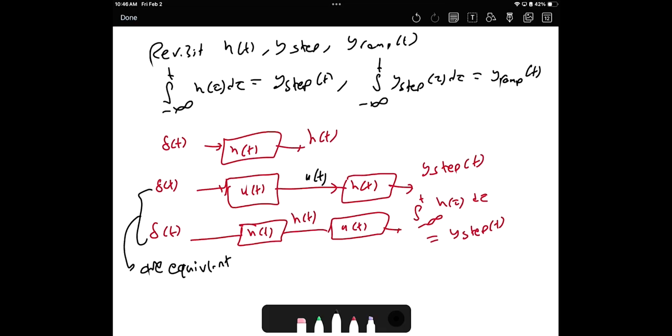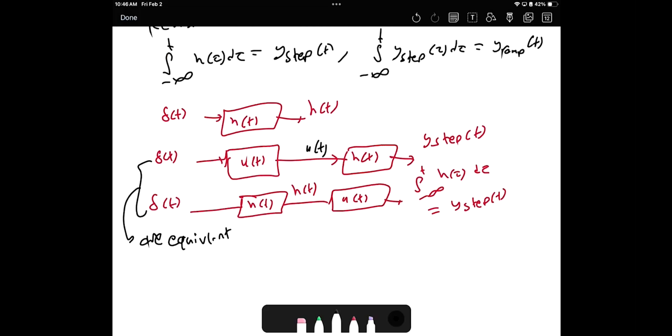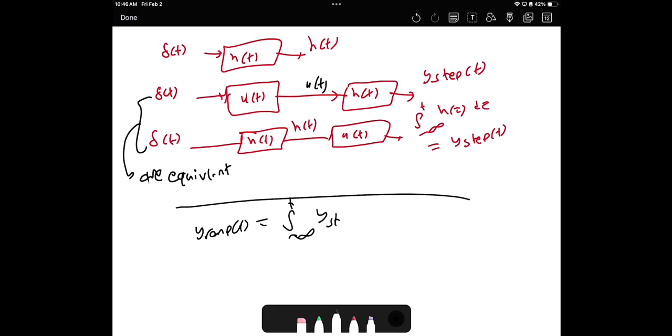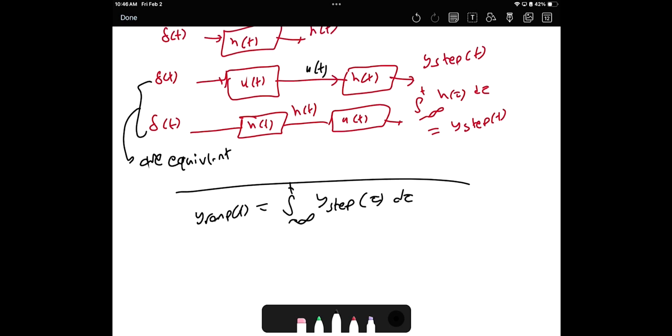Then the same thing that we can do for the ramp. So in the ramp, y ramp of t equals the integral from negative infinity to t of y step of tau d tau. So let's assume this scenario. Whenever you have the input u of t, here you have h of t, the output will be y step of t.